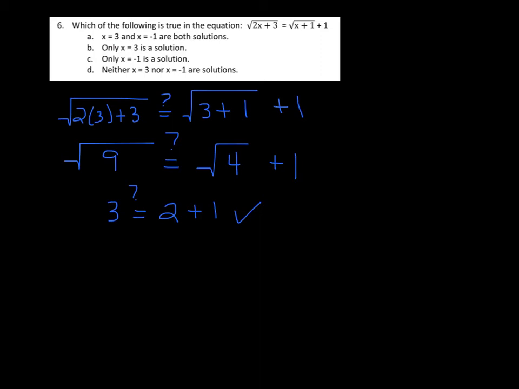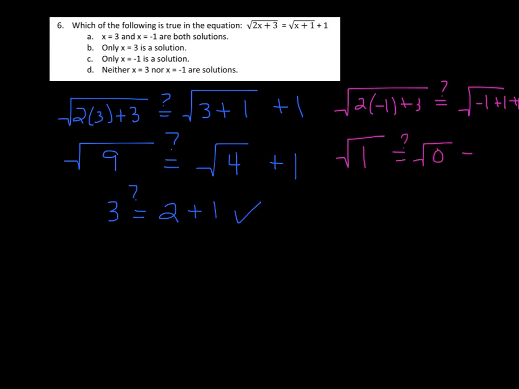So now I'm going to plug in negative 1 and see if it works. Running out of room over there, sorry about that. So on this left side, I have 2 times negative 1, which is negative 2, plus 3. So I have square root of 1. And on the right side, I have negative 1 plus 1, which is 0, plus 1. So the left side equals 1, and the right side equals 1. They do, in fact, equal each other. So since both work, that means that A is my solution.